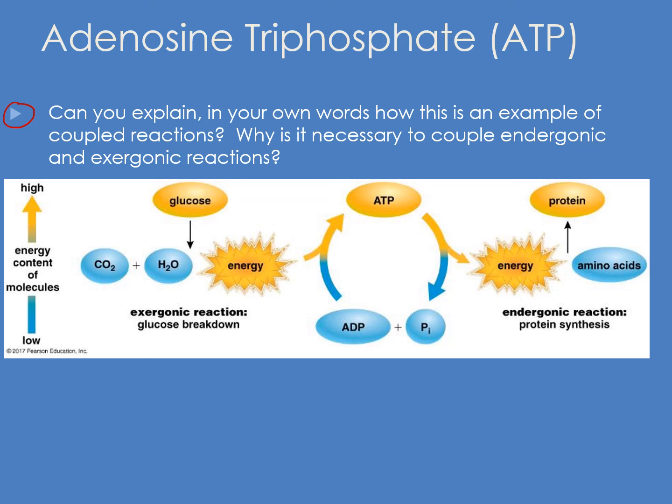So explain in your own words how this is an example of coupled reactions. Coupled reactions are when we take an exergonic reaction, we link it to an endergonic reaction, and the exergonic reaction is used to power the endergonic reaction. Second question, why is it necessary to do this? Because endergonic reactions require energy and exergonic reactions release energy. Thereby we couple them, powering the endergonic reaction.